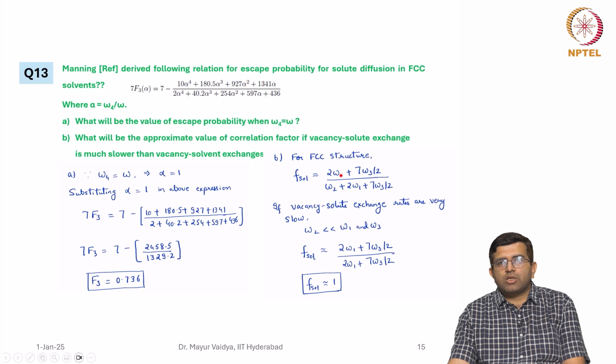For the FCC structure, we saw that the solute correlation factor can be approximated as (2 omega 1 + 7 omega 3 by 2) divided by (omega 2 + 2 omega 1 + 7 omega 3 by 2), where remember that omega 2 refers to the vacancy solute exchange. So, if that is slow, that means omega 2 is very small compared to omega 1 and omega 3. So, if you neglect omega 2 in comparison to this factor, then F for solute is approximately equal to 1.